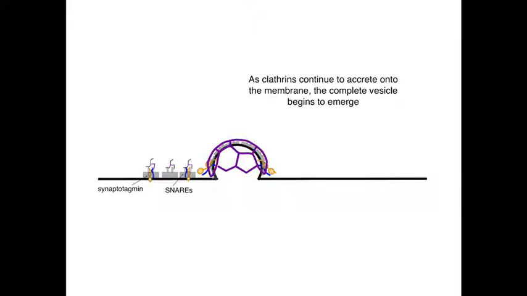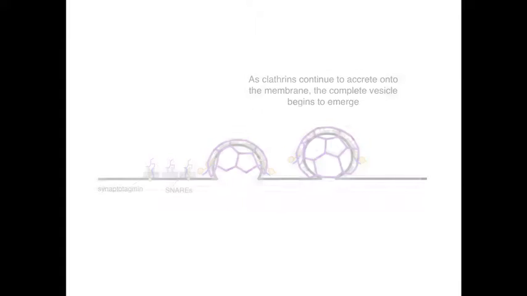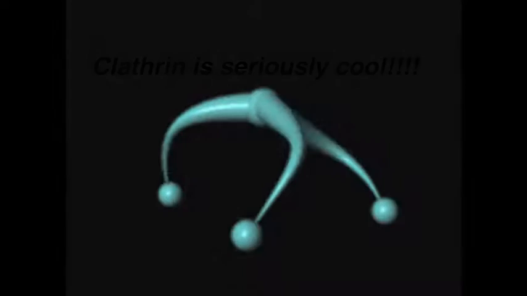As the clathrins continue to accrete onto the membrane, the complete vesicle begins to emerge. And what I'd like to show you next is exactly how clathrin forms this geodesic cage around the vesicle. I gotta tell you something, because clathrin is really seriously cool.